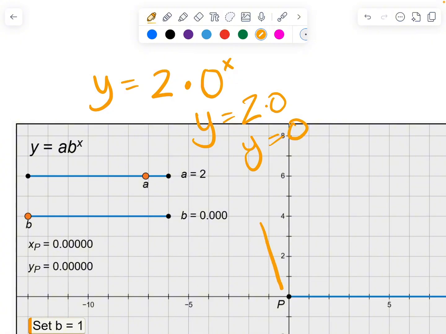But do you notice how it starts when x is greater than 0? That's because you can't have 0 to a negative number. 0 to a negative number is undefined. You cannot do that. So if you were to put 0 to the negative 1, that is undefined. Okay, so that's why it has to be greater than 0. Can't equal 0, I should say, the b value.